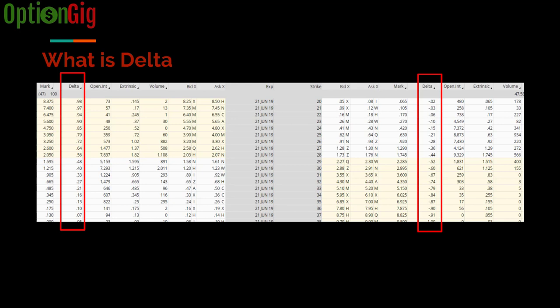Now, currently the stock is trading at approximately $29. As you go away from the stock price, in the put case, as you go out of the money, the delta starts to decrease, right? You go to 27, 25, the delta is negative 0.21; at 23, the delta is negative 0.10. And on the call side, as you go out of the money, the delta also starts to decrease.